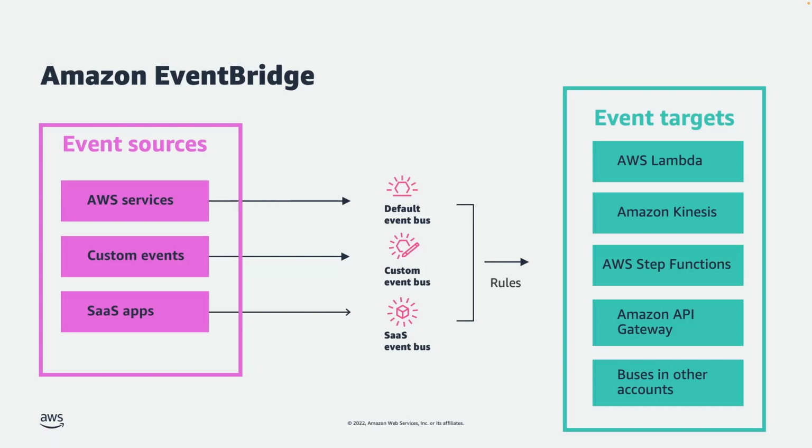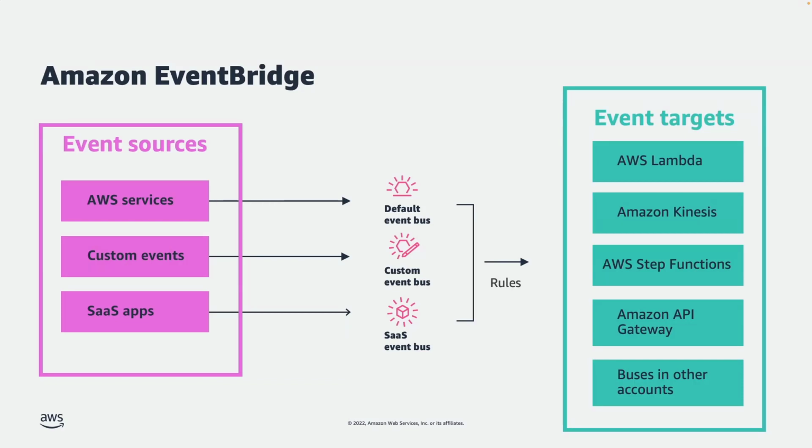In this decoupled architecture, event producers and consumers don't have to know about each other. They only have to listen to events and act accordingly when they are interested in an event. This can speed up development by reducing the complexity caused by building new features.